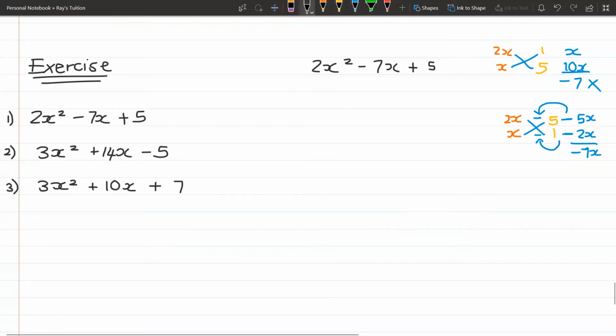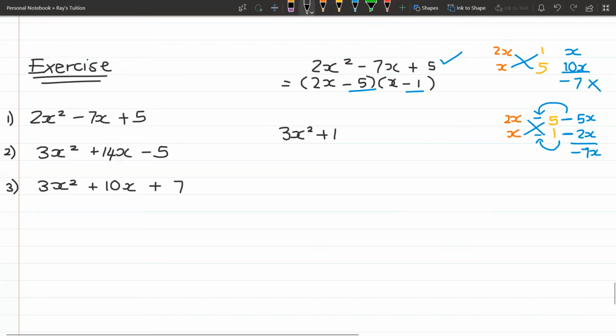We're doing our check. A negative times a negative is a positive. So that works out fine. So our answer over here is 2x minus 5 times x minus 1. And then once again, just do your check. A negative 5 times a negative 1 is a positive 5. So that's our factors. Let's have a look at the next one.